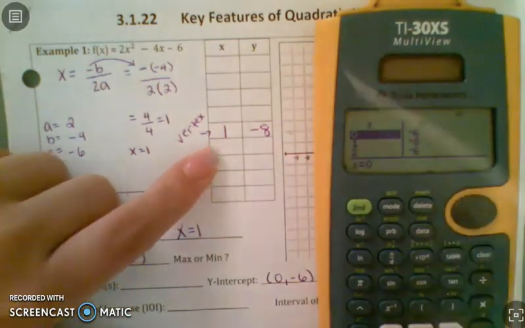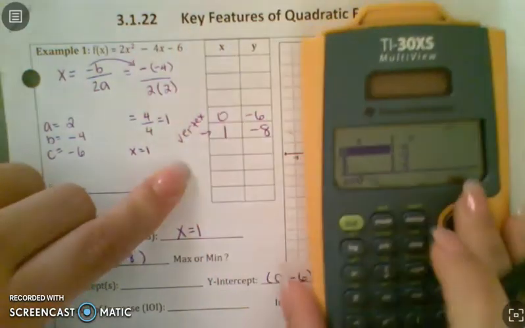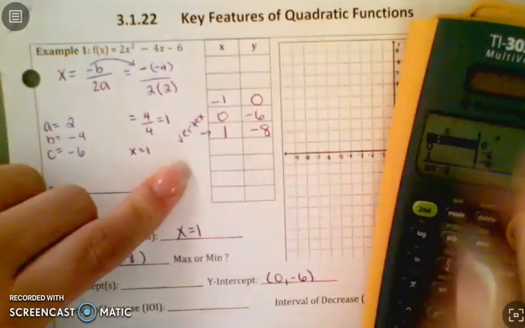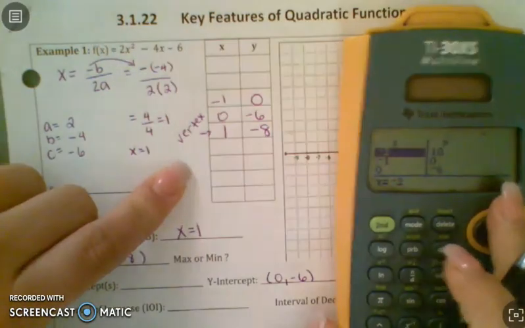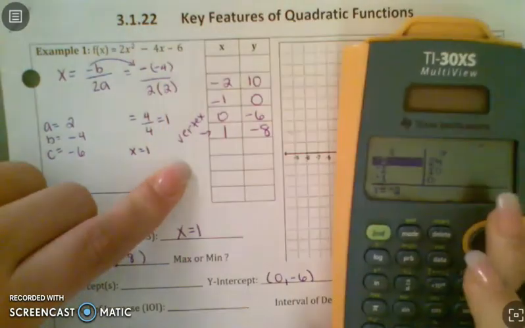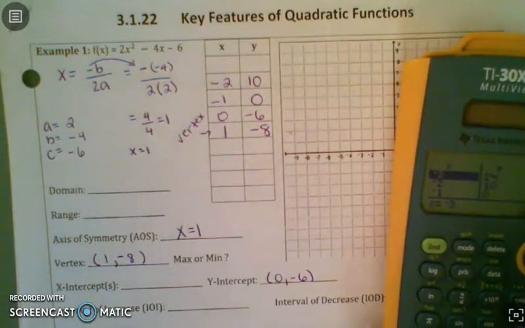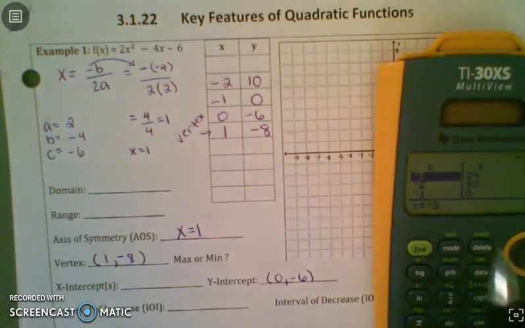So above it is 0, negative 6, negative 1 is 0, negative 2 is 10, and negative 3 is 24. So that's not going to fit on our table and our graph, so I'm just going to ignore that one.